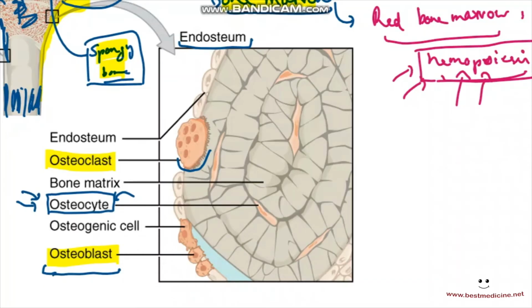Alright, and then we also have some osteogenic cells. These divide to form different types of cells of the endosteum. These are not very important, so I'm going to erase this.